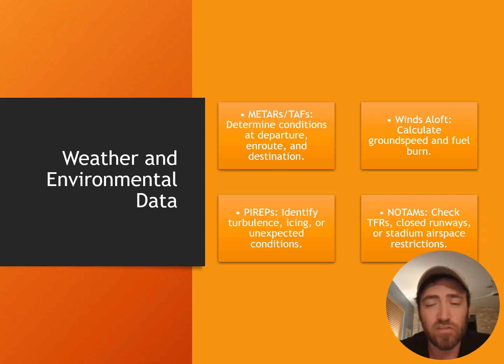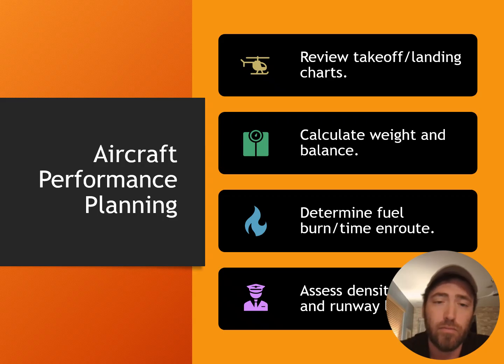As far as PIREPs, we want to just double check, make sure that there's not going to be any sort of known turbulence, icing, or any sort of obscurations or unexpected conditions along the route. For performance planning, this is one of the most important things that we have to consider when doing multi-engine flight planning. So we'll want to take a look at our takeoff and landing charts, calculate our weight and balance, determine our fuel burn and our time en route, and assess the density altitude and runway lengths for the airports we're going to be visiting along the way.